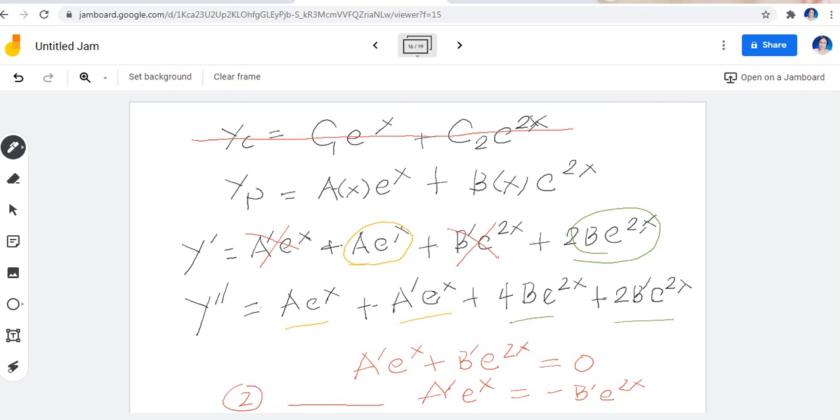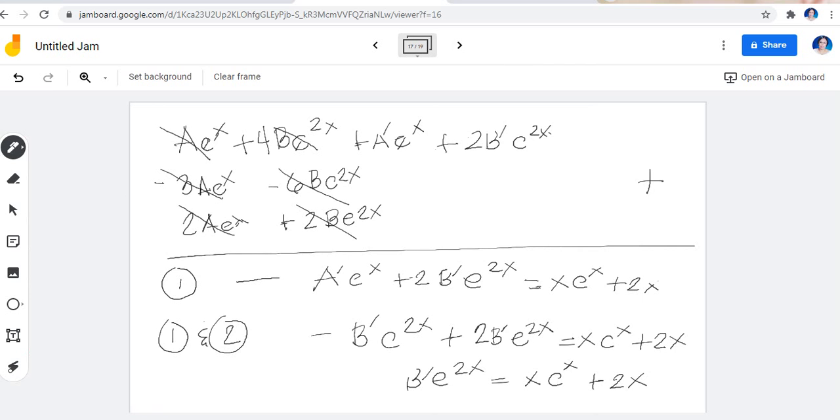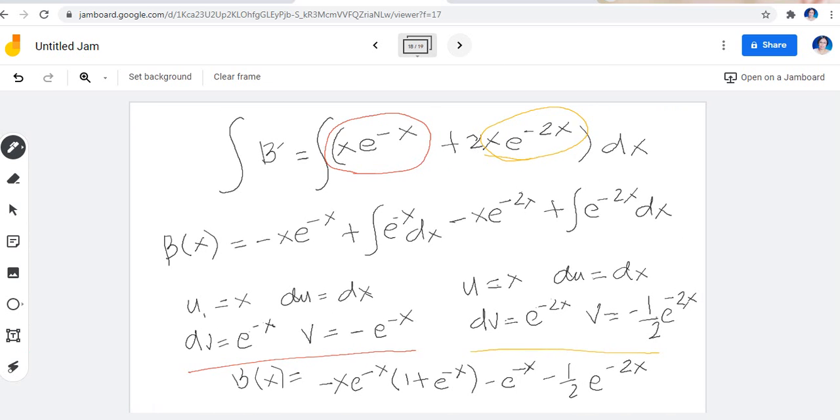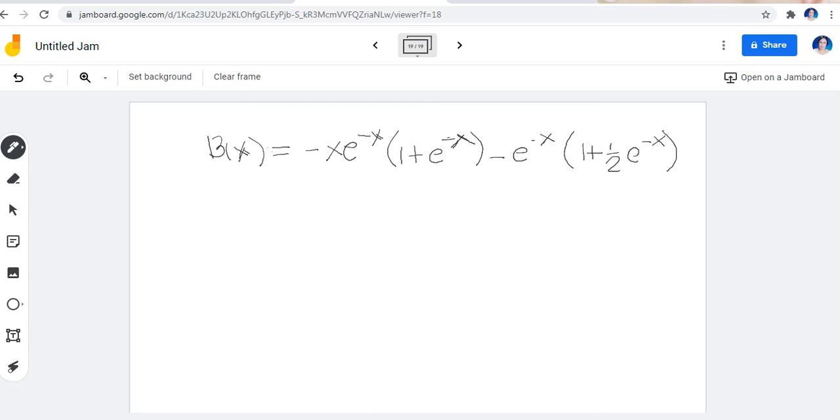So b prime e raised to 2x is negative a prime e raised to x. So I will do that in here on this equation. I will copy the a prime e raised to x from 1, so you have a prime e raised to x, and your b prime will be down negative 2 a prime e raised to x. The b prime e raised to 2x is replaced by negative a prime e raised to x. So I just affix the 2 here.